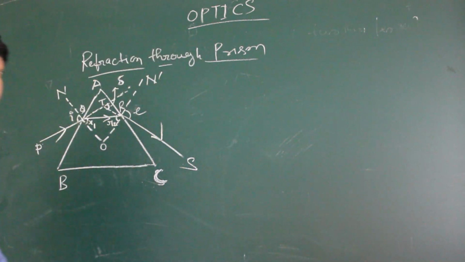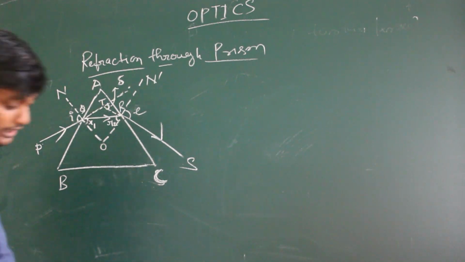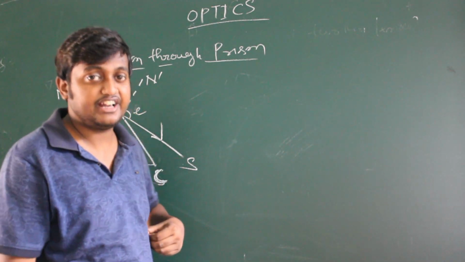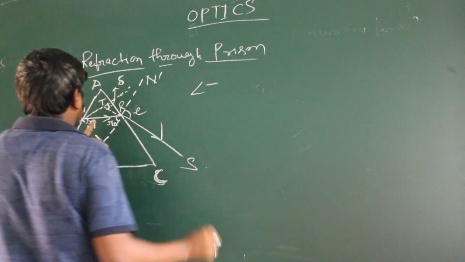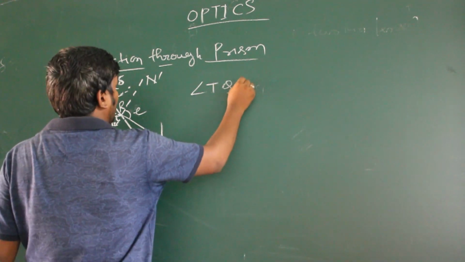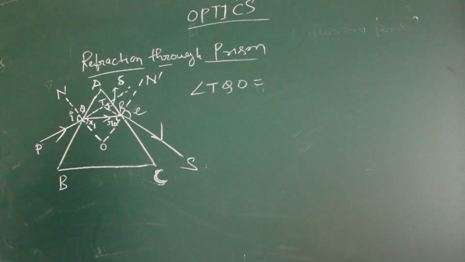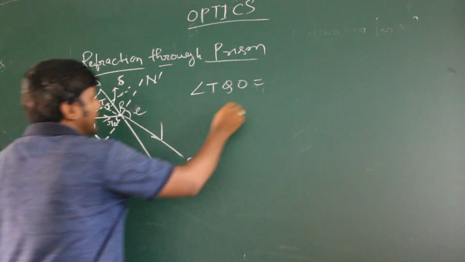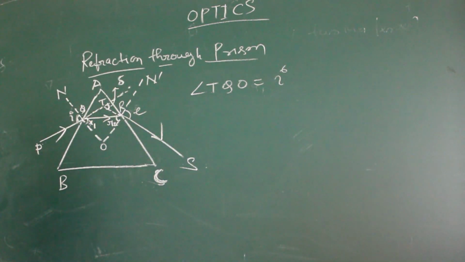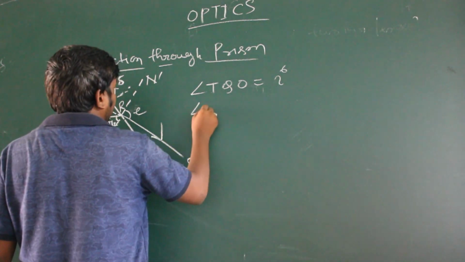Okay, so this is the ray diagram of a prism. Now we will derive the equation for the angle of minimum deviation. So now you can see angle TQO is how much? This whole angle is equal to this one, so it will be I.